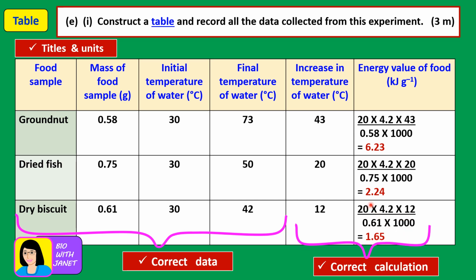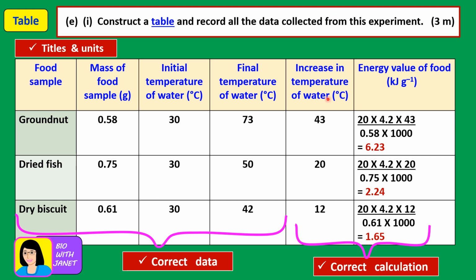It's 1 mark. Okay, correct data 1 mark. Titles and units, all this here is 1 mark. If you missed out even 1 unit, you will lose that mark. Okay, so make sure you write down all the titles plus units.